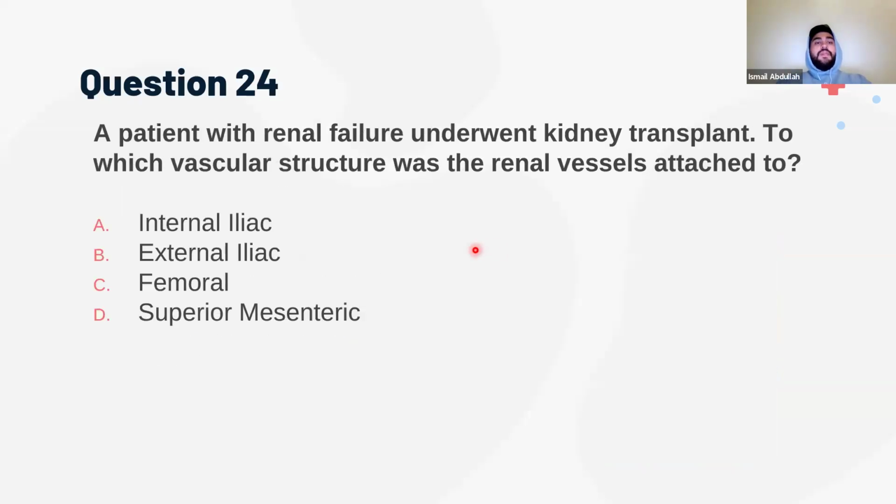All right. So a patient with renal failure underwent kidney transplant. To which vascular structure were the renal vessels attached? Like, the renal vessels, meaning renal artery, renal veins. Yep, it's going to be external iliac. Okay, that's correct. And by the way, they keep the kidney in the pelvis. They don't put it up, they just keep it somewhere down there.